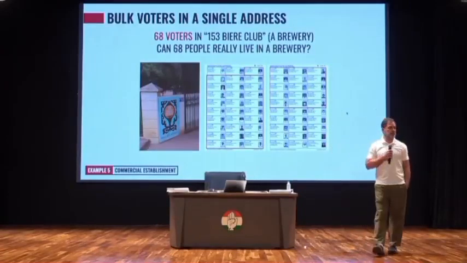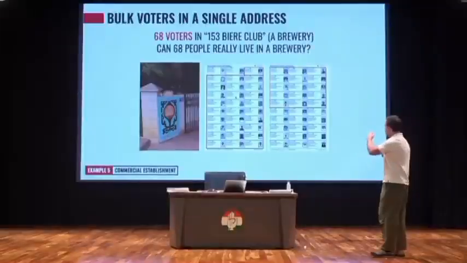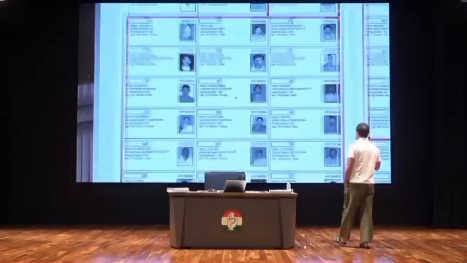Here is 68 voters in a brewery, a commercial establishment. Nobody lives there. Right? And when we go and ask them, where are these people? Who are these people? Nothing. We don't know. Never heard of them. Zoom in.